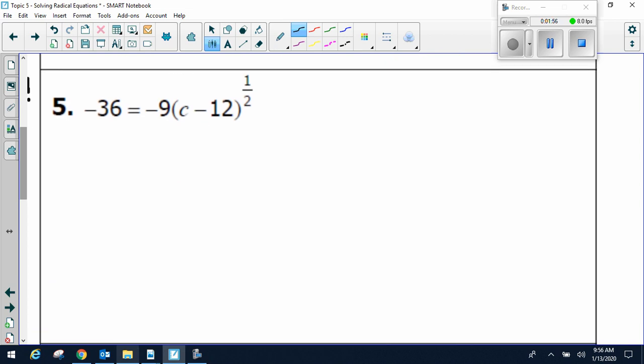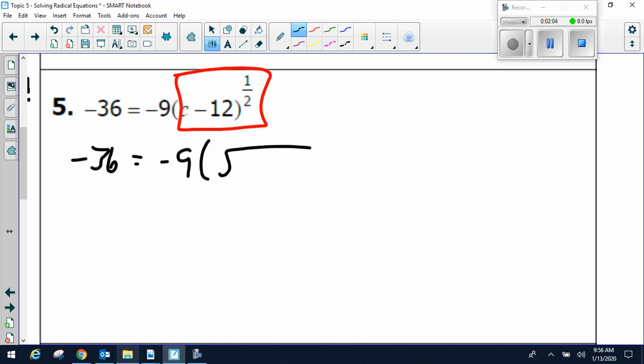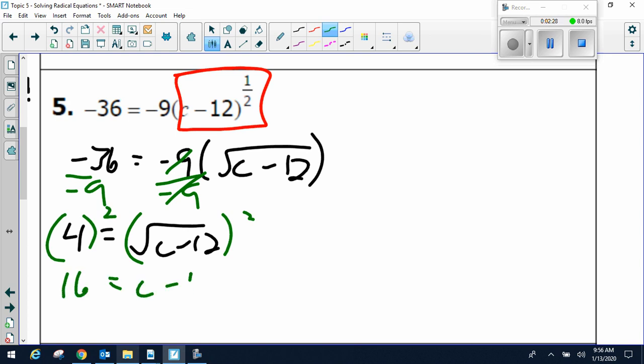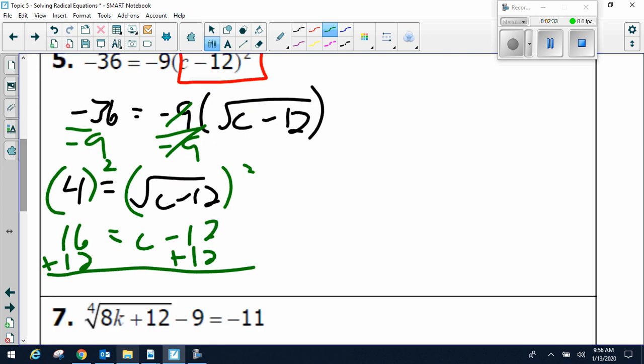So when you have one like this, I would take this right here and convert it to radical form. So you get -36 equals -9 times the square root of c minus 12, because that index is 2. Then I would divide, get rid of anything outside the radical according to my rule. So you get 4 equals the square root of c minus 12. Then you would square both sides to get rid of that index. So you get 16 equals c minus 12. Add 12 to both sides, and you get 28 is equal to c.